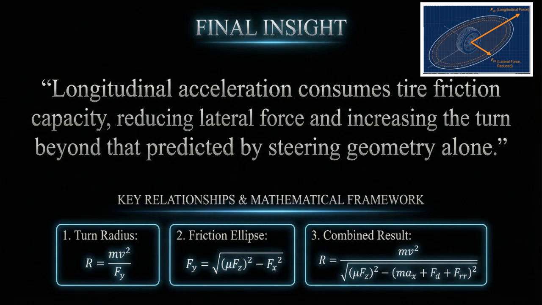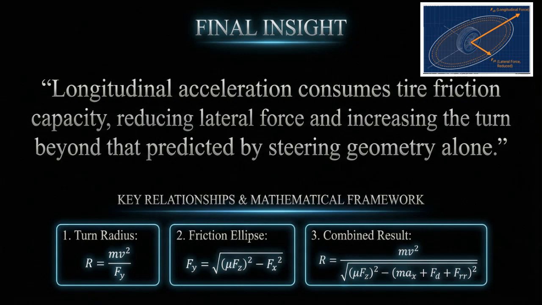Let us summarize the 3 core equations that govern vehicle cornering under combined acceleration. First, we relate turn radius to lateral force. R equals m times v squared divided by Fy. This tells us that for a given speed, higher lateral force means a tighter turn, while limited force increases the turn radius. Second, we introduce the friction ellipse, which limits available lateral force when longitudinal force is present. Fy equals the square root of (mu Fz) squared minus Fx squared. This shows that braking or acceleration consumes friction, reducing lateral grip.